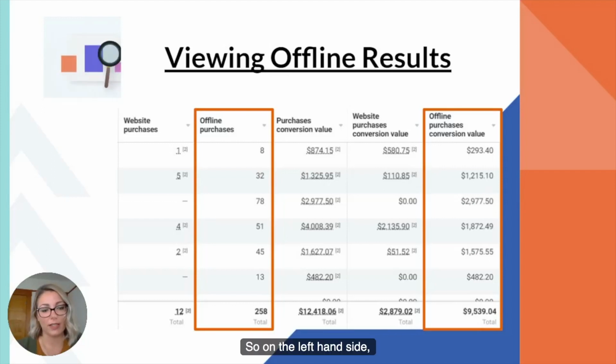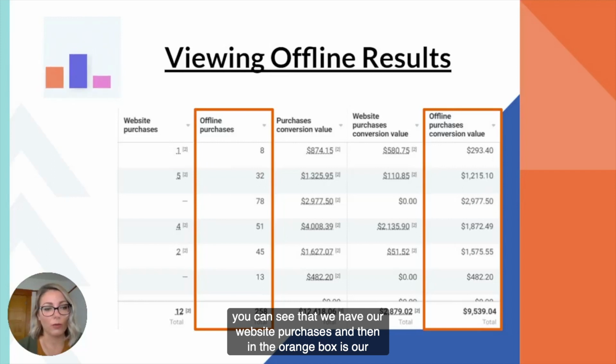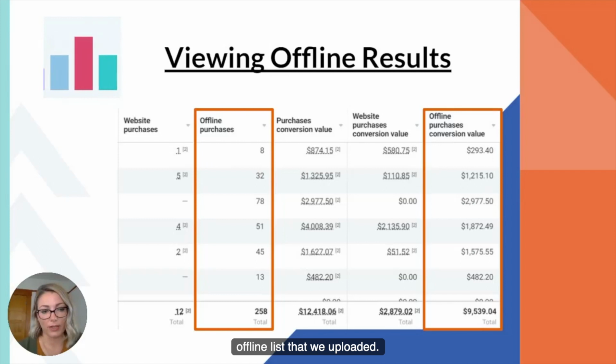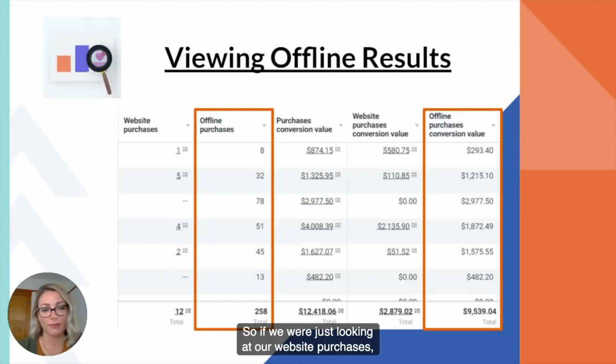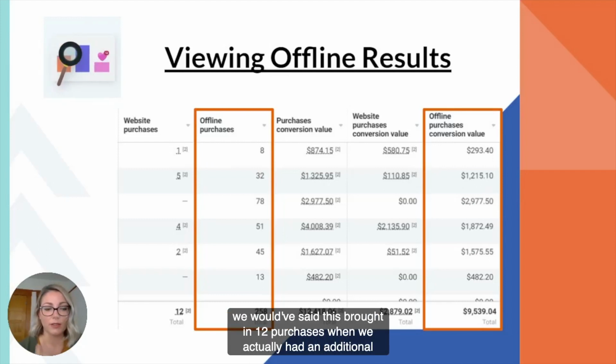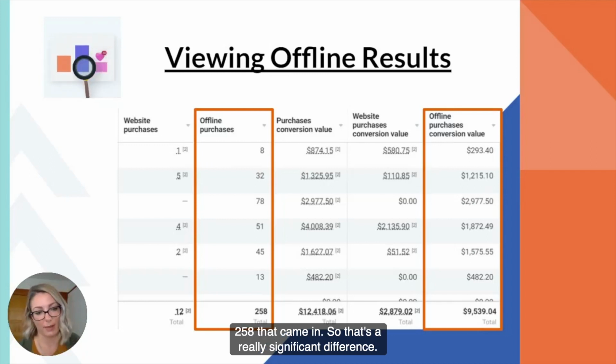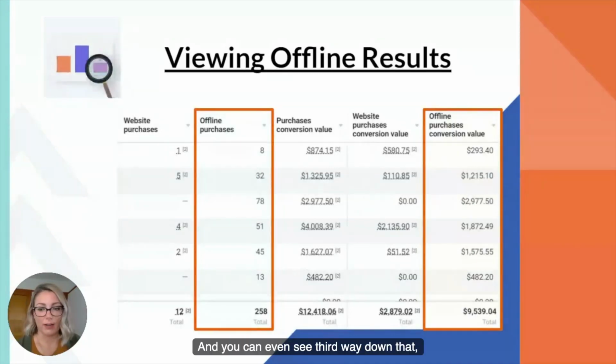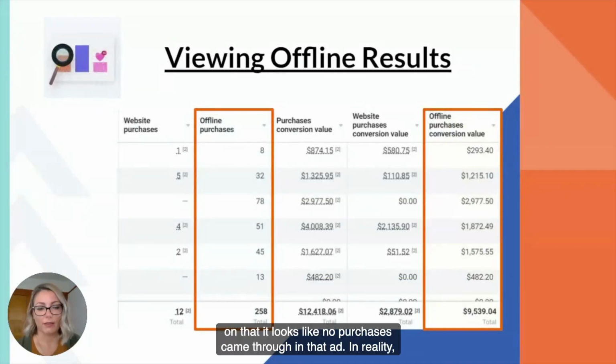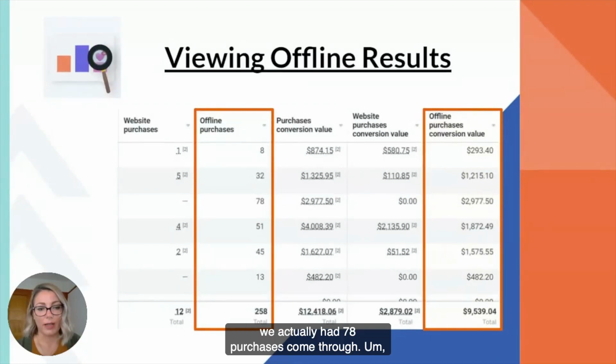So they don't always populate in this order, but I think it's a helpful view to see them side by side. On the left-hand side, you can see that we have our website purchases, and then in the orange box is our offline list that we uploaded. If we were just looking at our website purchases, we would have said this brought in 12 purchases when we actually had an additional 258 that came in. That's a really significant difference. You can even see third way down that it looks like no purchases came through in that ad, but in reality, we actually had 78 purchases come through.